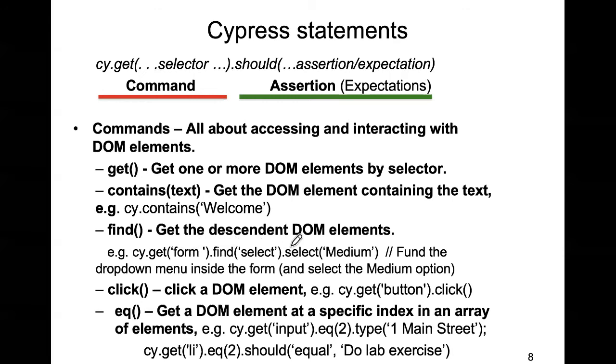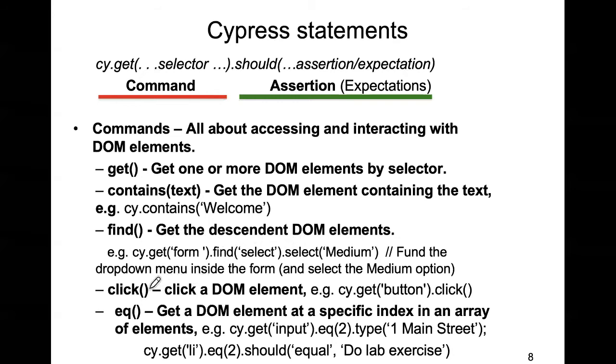And just to make it a complete command, this is actually how you would select one of the options in the drop-down menu. So from here to here, I'm looking for a particular DOM element. This part here is actually interacting with that element. Sometimes we have interaction, sometimes we don't. So anyway, that's the find.